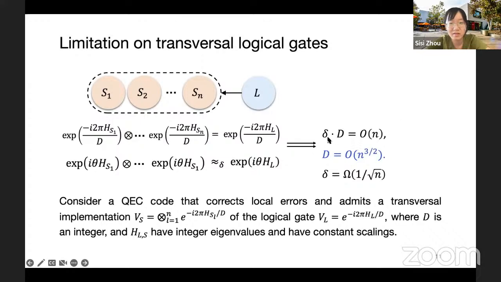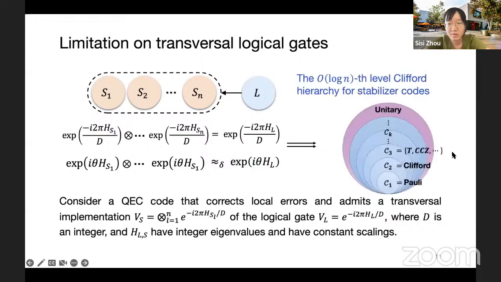So in fact, one can prove that there is a relation between delta and D, which says that delta times D must be upper bounded by the scaling of n. And combining these two, we can prove that D is upper bounded by the scaling of n to the 3 over 2. So it basically provides an upper bound on the precision of this transversal logical gate.